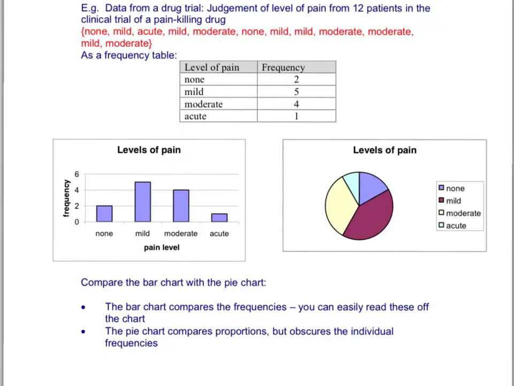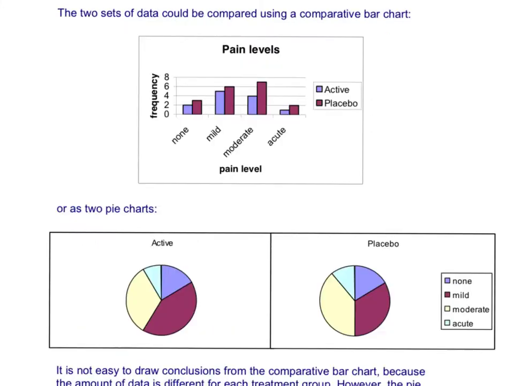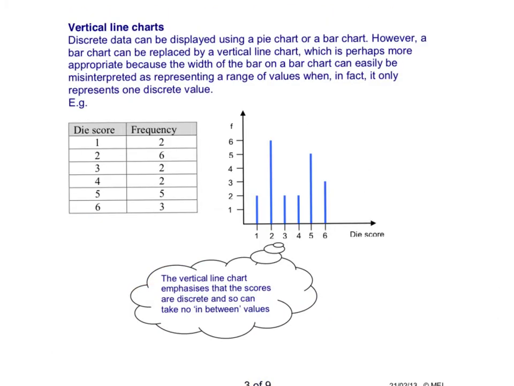Notice the bar chart compares the frequencies, and you can easily read this off. So you have the frequencies here, whereas the pie chart compares proportions. Right, if you have two sets of data, you can compare them side by side on a bar chart, or side by side on two separate pie charts. We can also use vertical line charts to compare data, and we simply draw a line against frequency. So this is a good way of presenting discrete data, in addition to using a pie chart or bar chart.